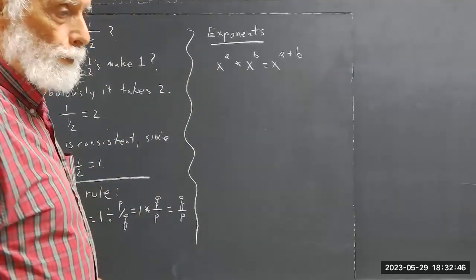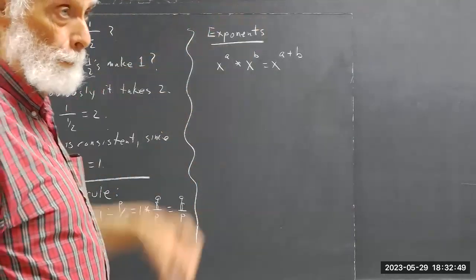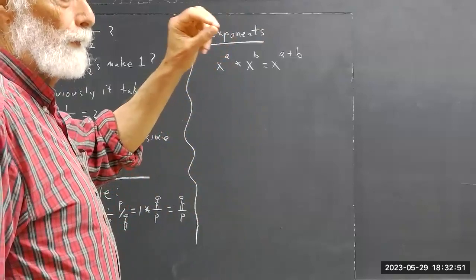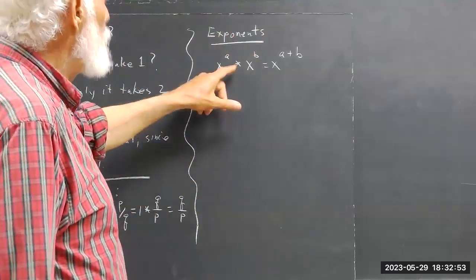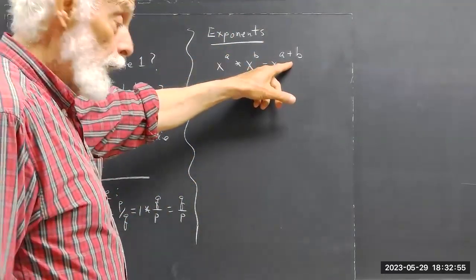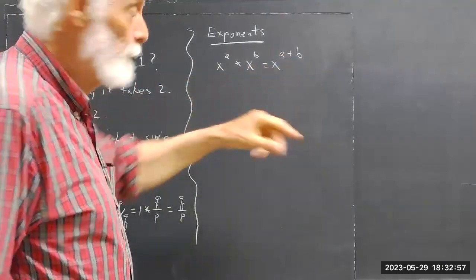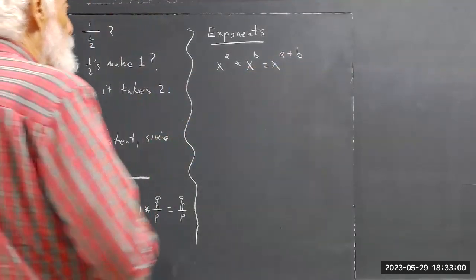It's real easy to confuse this with x to the a raised to the b, in which case you would have an exponent that's a times b. You're multiplying, so it looks like you ought to do a times b up here, but no, it's a plus b. And it's real easy to see why.